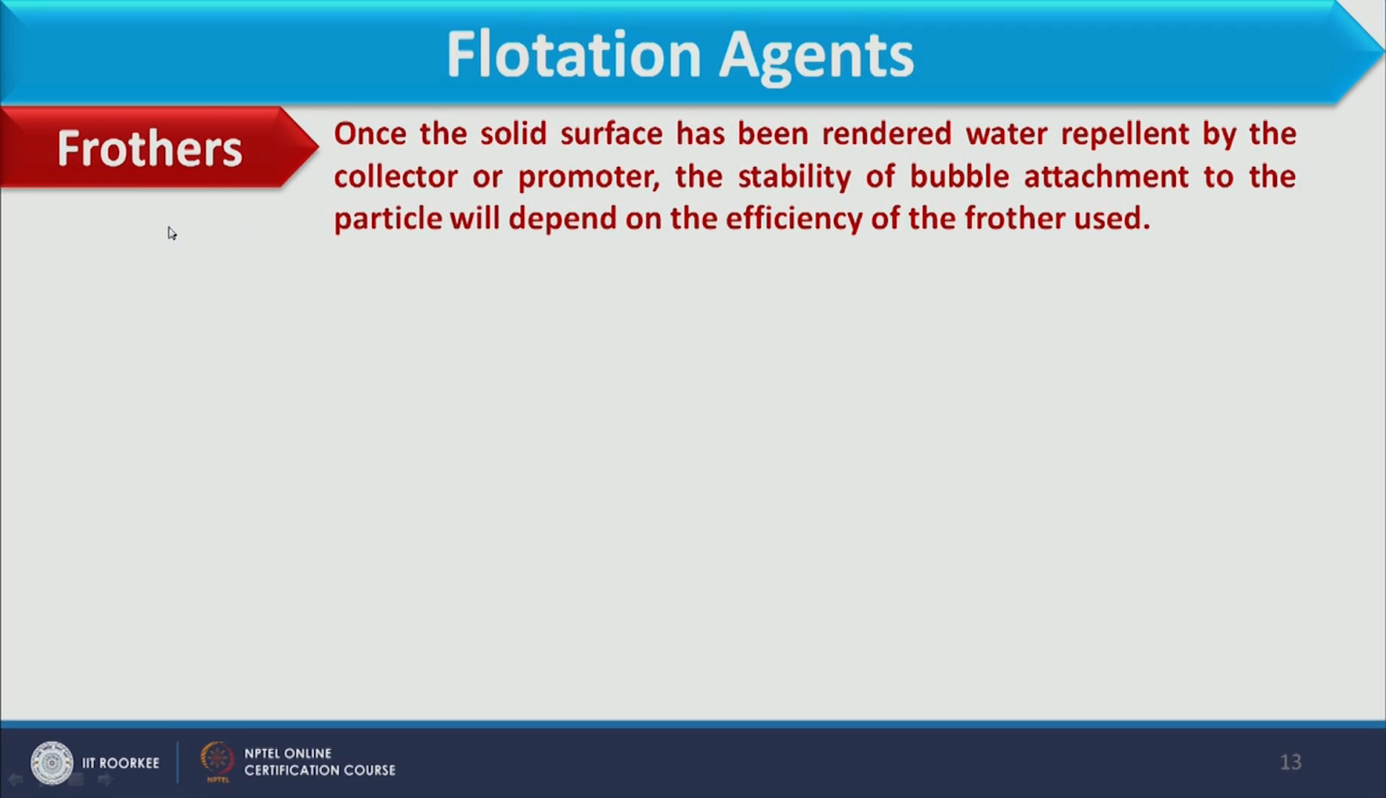Another agent we have is the frother, because while using the collector we prepare the surface of the solid as hydrophobic, and now we will add the frothers. So what is the purpose of the frother? When we are using the frother, it gives stability to the bubble. It means it won't allow the bubble to separate from the solid or the bubble to break. So frothers are used to attach the bubble to the solid surface.